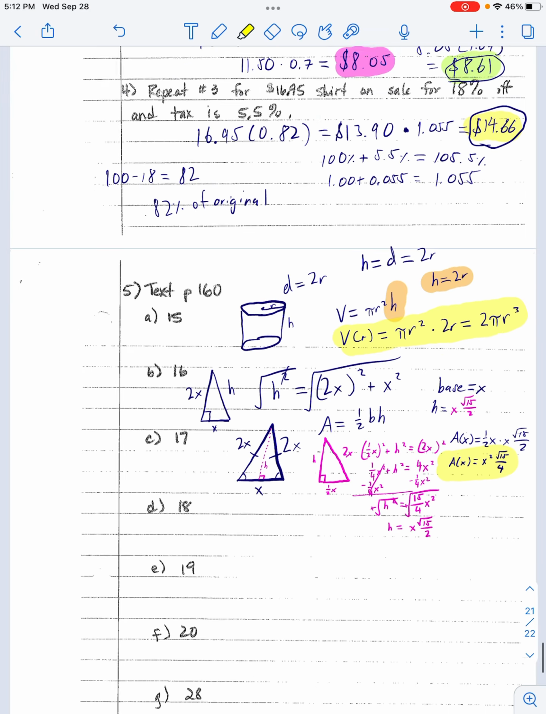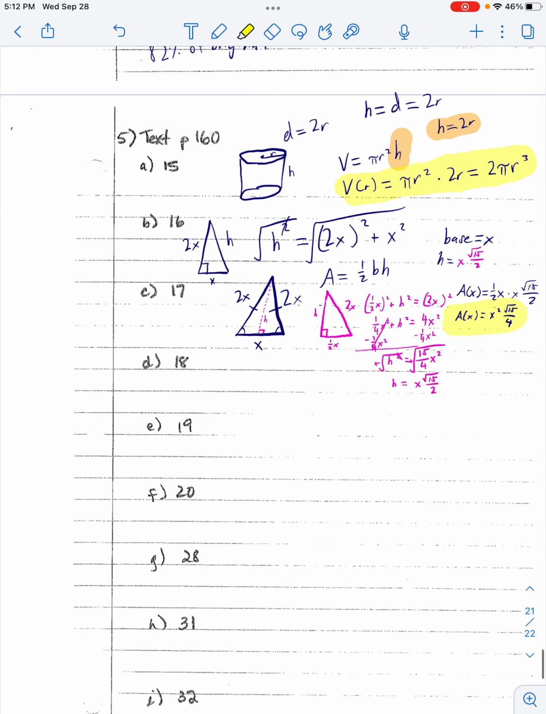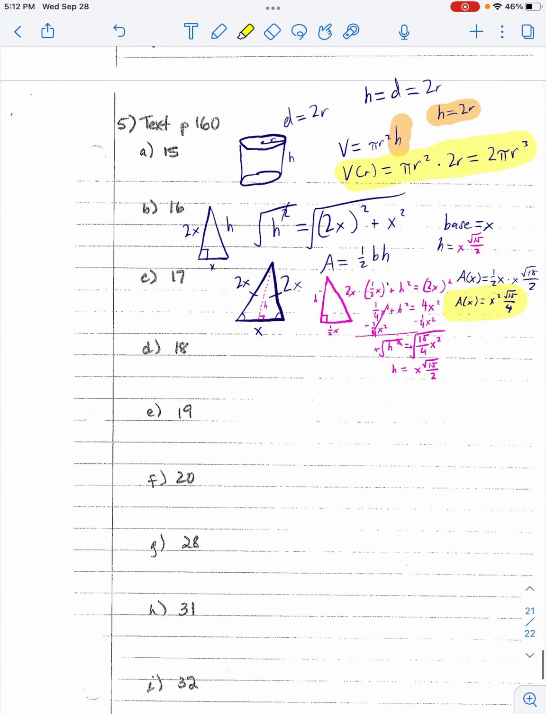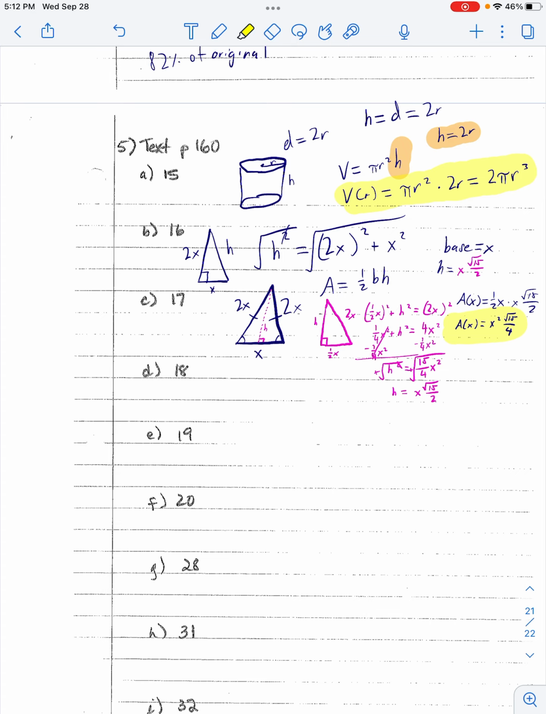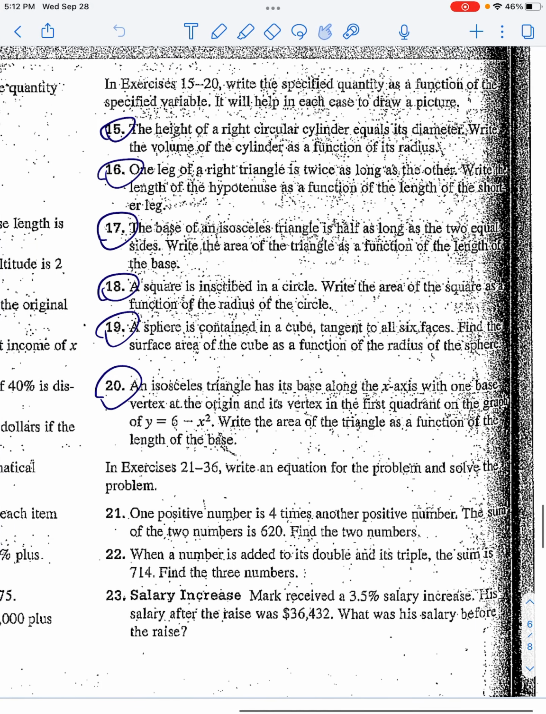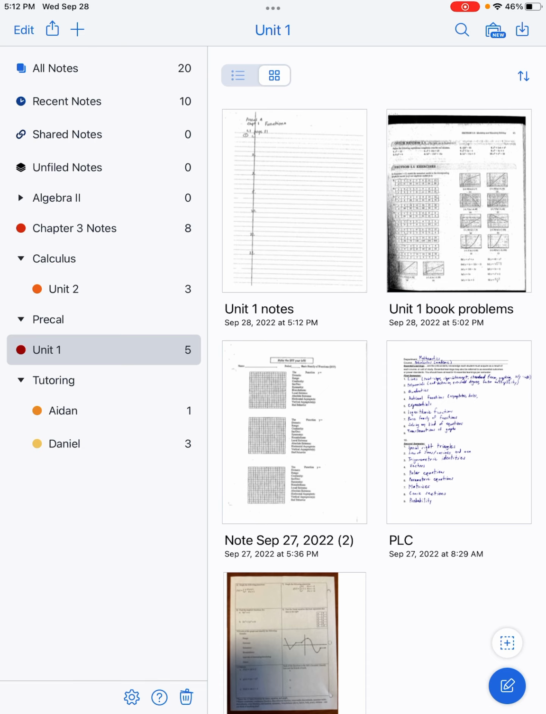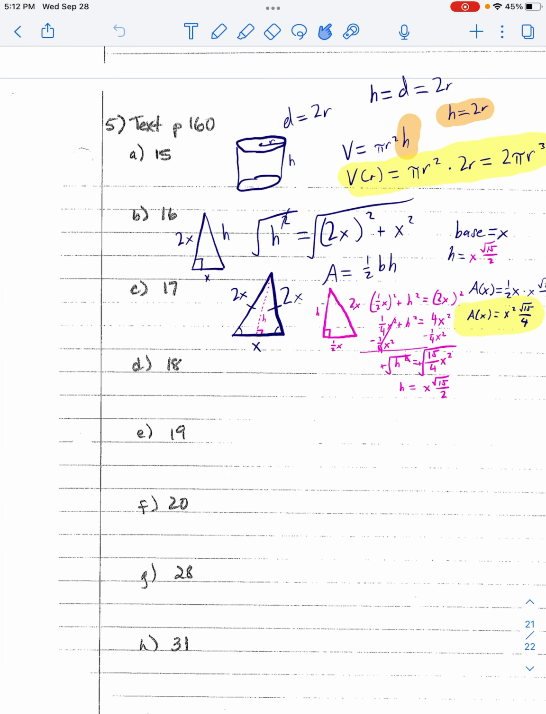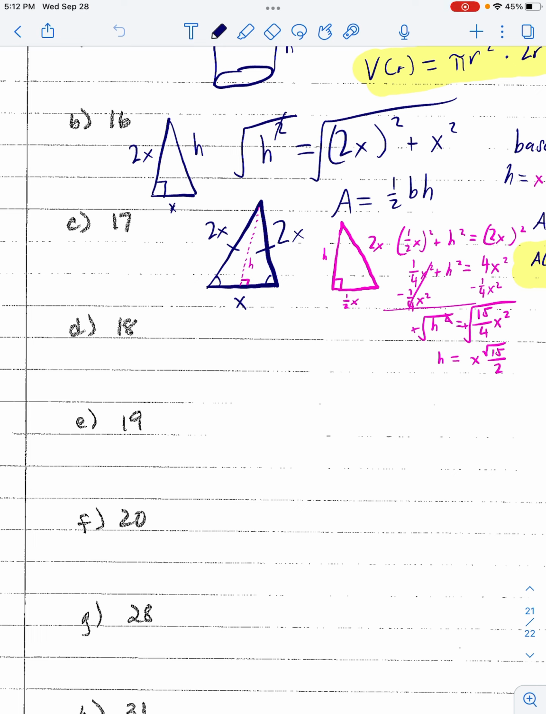All right. Let's move on to 18. A square is inscribed in a circle. Write the area of the square as a function of the radius of the circle. This isn't too bad. So a square is inscribed inside a circle. That means the circle passes through the corners of the square.